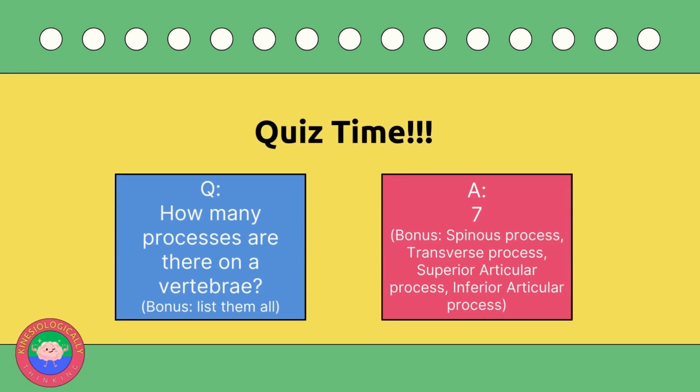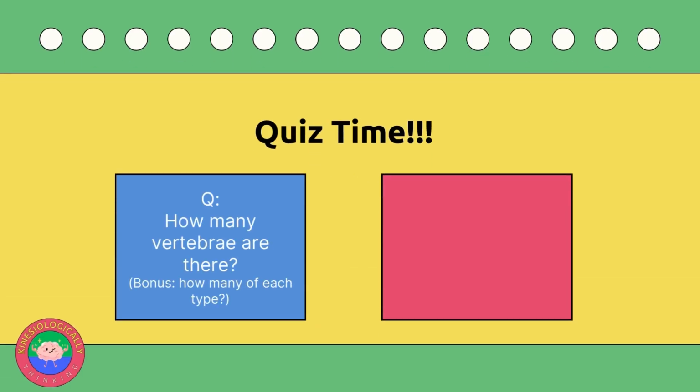Time's up. The answer is 7. And for bonus points, the complete list is spinous process, transverse process, superior articular process, and inferior articular process. 1 point for each one you correctly listed. Question number 3. How many vertebrae are there? Bonus points for listing how many of each type.